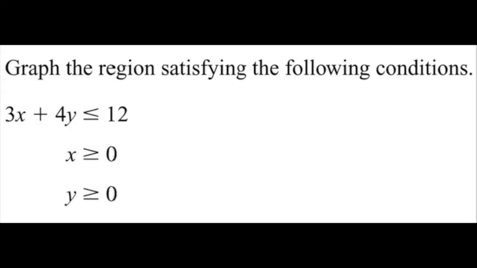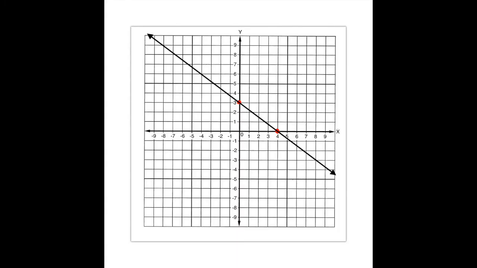Okay, so let's solve an example question, which is: graph the region satisfying the following conditions: x plus 4y is less or equal to 12, x is greater or equal to 0, and y is also greater or equal to 0. As I said previously, you have to find the x-intercept and the y-intercept. If you replace y with 0, you can know that x is 12, so the x-intercept is 12, 0. And also, if you replace x with 0, y becomes 3, which means the y-intercept is 0, 3. So you connect those two dots with a straight line.